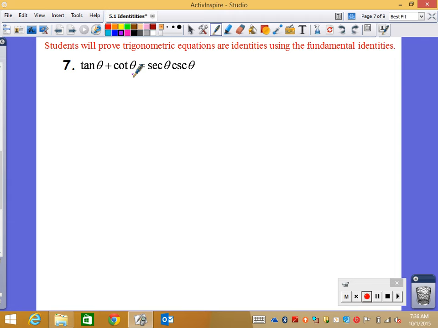Okay, let's try it. Let's write tangent and cotangent in terms of sine and cosine. Tangent is sine divided by cosine, plus cotangent is cosine divided by sine. Now I need to get common denominators here, so I'm going to multiply the left one by sine over sine, and I'm going to multiply the right one by cosine over cosine.